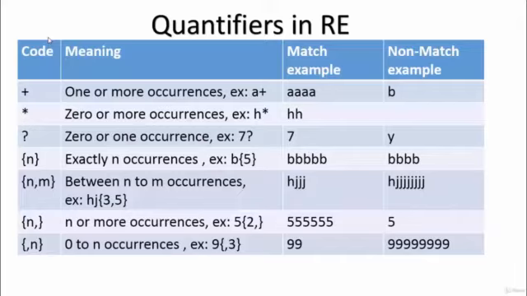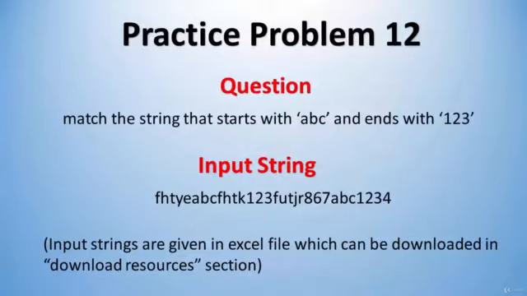Similarly, if the curly bracket contains only one number followed by a comma, then it represents the minimum number of occurrences. And if it has a comma followed by a number, then it represents 0 to maximum n occurrences.